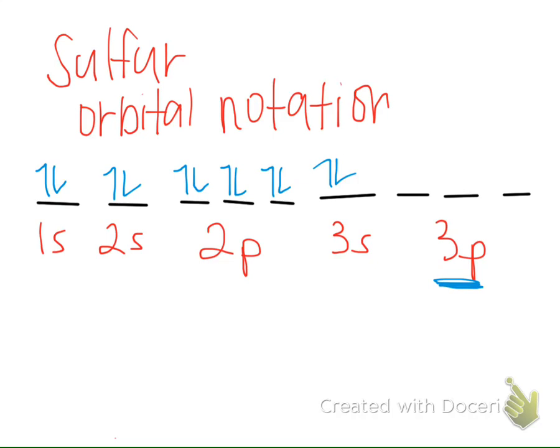Okay, so if we're looking at sulfur, how many p electrons should we have? We have 4. So we're going to go 1, 2, 3, and then where does my 4th electron go? Right there. Okay? So that's the orbital notation for sulfur. All right? You feel good? Feel like geniuses? Excellent.